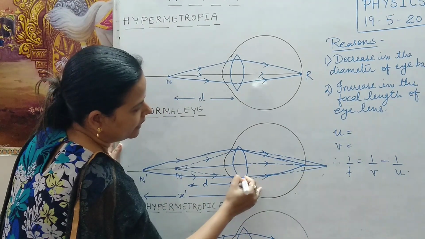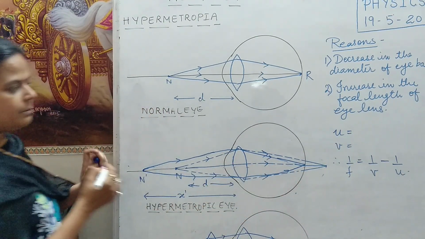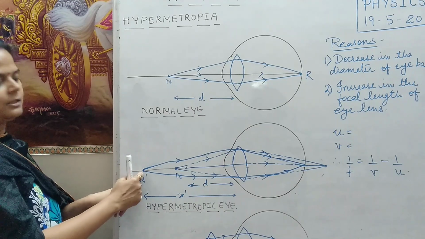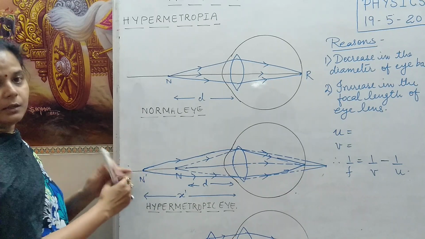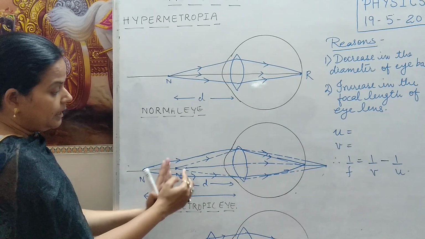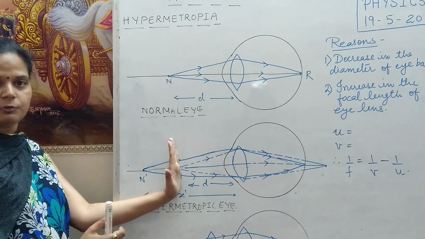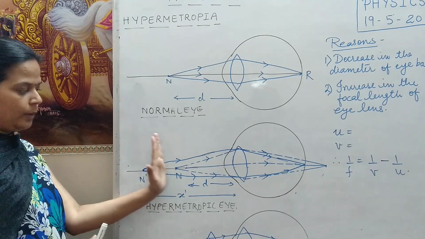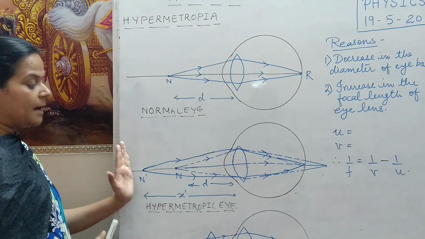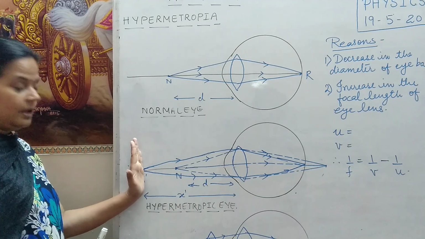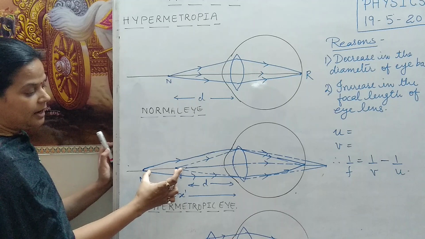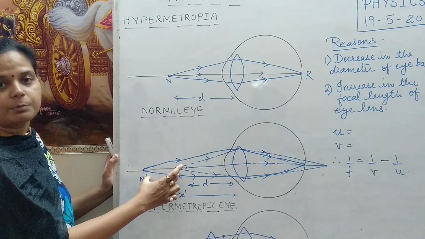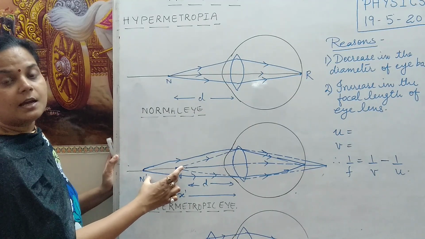At retina. So that means we are able to see the objects placed at this point. Now a normal person can see the objects placed from here and moving out away from the eye, but a hypermetropic person can see the objects placed here and then moving away. So this is the extra distance that a hypermetropic person cannot see clearly.